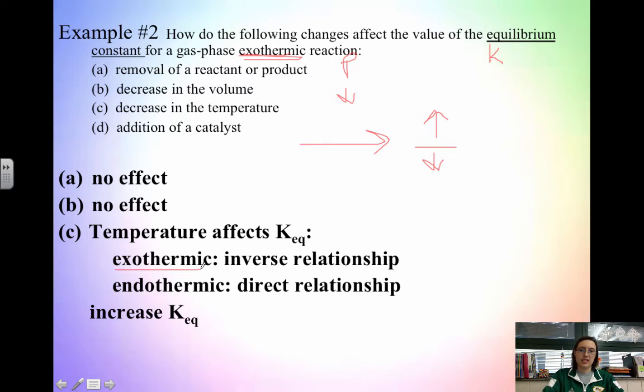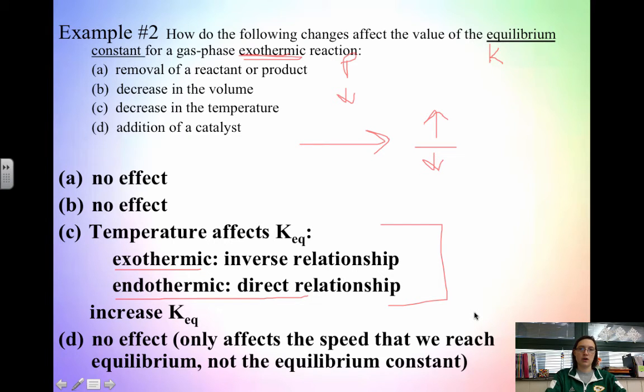And that's because it's an exothermic reaction. If it was endothermic, notice it would be a direct relationship. This is something that's very important. They will try to trick you. The only thing that affects the equilibrium constant is temperature. Anything else does not change it. So adding a catalyst will not have an effect on the equilibrium constant. It only affects the speed that we get to equilibrium, not the constant itself.